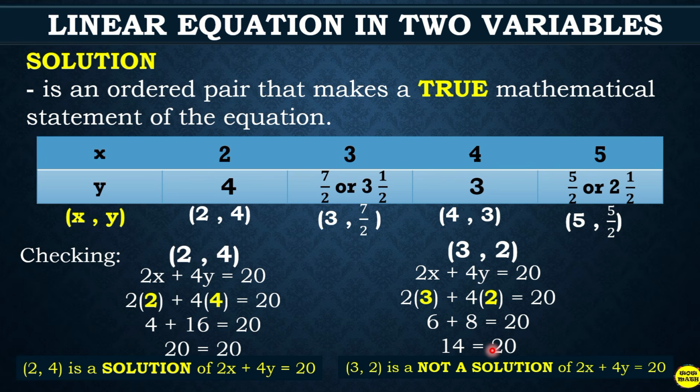Okay? Hindi sila equal, right? So, therefore, (3, 2) is not a solution of 2x plus 4y equals 20. Kasi hindi naman sila equal, tama? 14 equal daw sa 20? No. Okay, so (3, 2) is not a solution of 2x plus 4y equals 20.